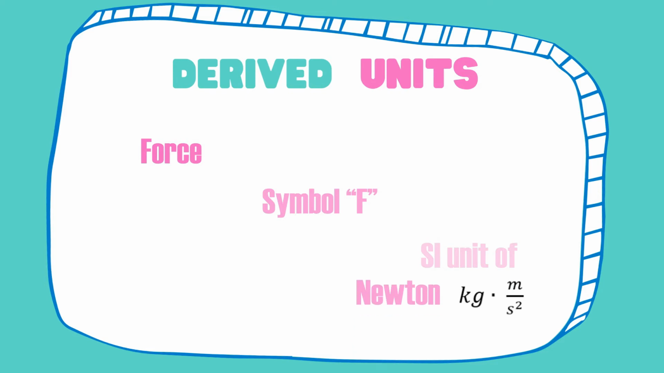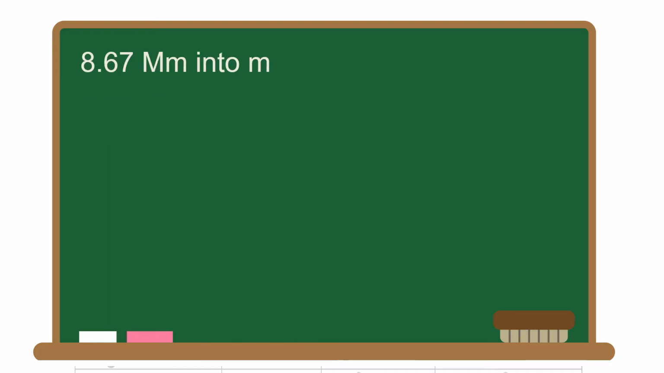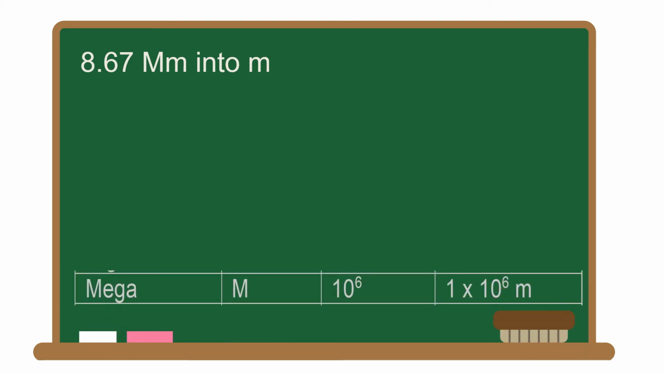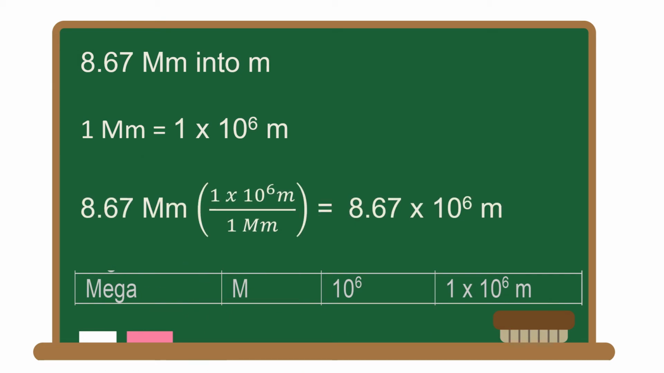Now for an example, let's try 8.67 megameter into meters. Remember earlier, the last column found among the prefixes. We will use that in our conversion. So 1 megameter is equivalent to 1 times 10 raised to 6 meters. We will use this in our conversion factor, but in order to cancel megameter and change it to meter, we have to place the 1 megameter in the denominator. Perform the operations in your calculator and we get 8.67 times 10 raised to 6 meters.